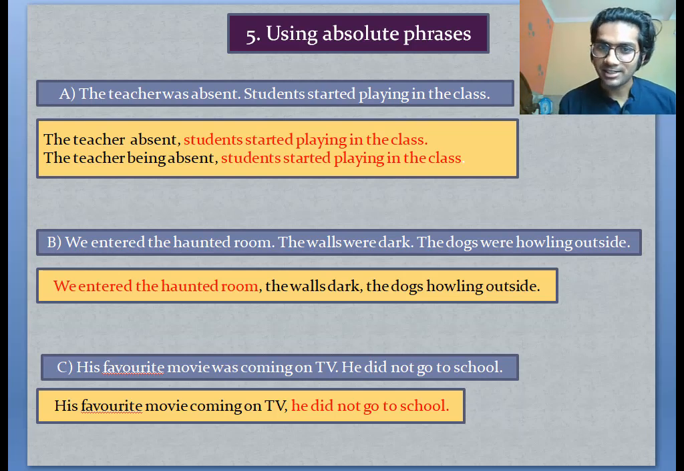The teacher absent. Students started playing in the class. Now look at what just happened. The teacher absent. It's not a complete sentence, guys. It's a phrase, an absolute phrase, giving us a cause of the main clause. The teacher absent, or the teacher being absent, what happened? Students started playing in the class. All we did was take out this beautiful finite verb, was. That's all we did.